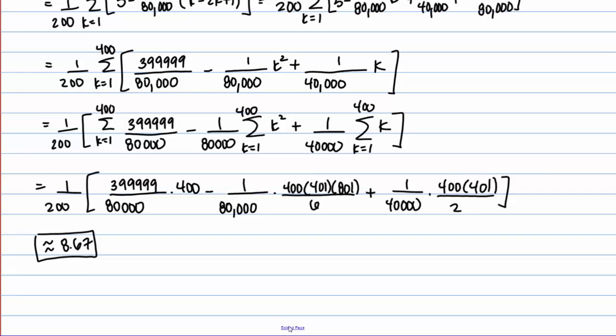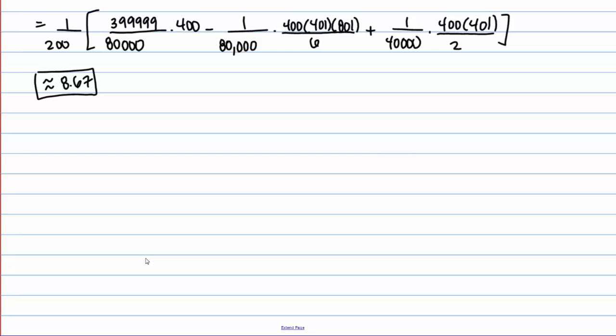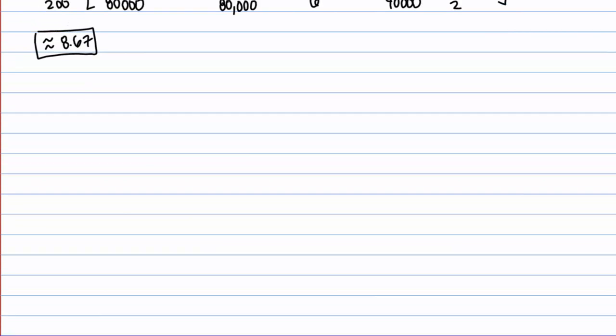I believe we got 8.66. Okay, so really close, and that makes sense because we have a lot of rectangles, so the left and right are pretty close. All right, but the last thing we want to do is find a general formula just for any number of rectangles.